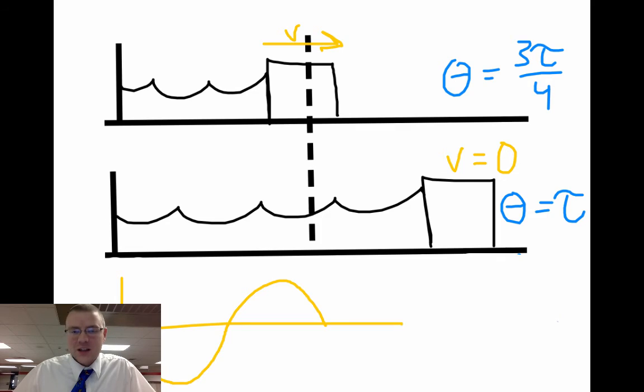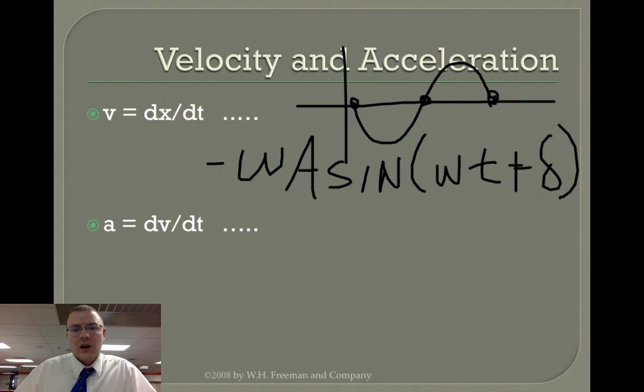What would our max velocity end up being? Well, my max velocities occur at these two locations, when I've got my theta equal to 1/4 tau and 3/4 tau. And if you put those 1/4 tau or 3/4 tau into my sine equation, sine of 90 or sine of 270 end up being 1.